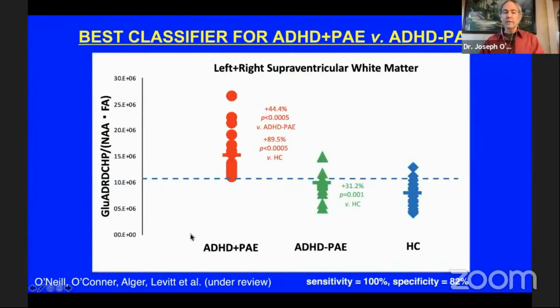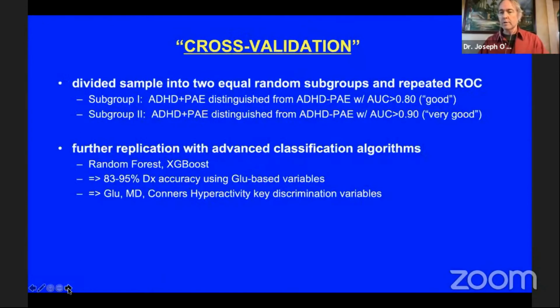You can plot these data in a different way. This is just that variable that we were just looking at, the composite variable, for all the individual subjects, for the three groups. If you draw a line here, the dashed line, everybody in the ADHD+PAE group is above that line. Only two subjects with the familial ADHD are above that line. Everybody else is below. Only two healthy controls, typically developing subjects, are above that line. Everybody else is below. That corresponded to a sensitivity of 100% and a specificity of 82%, which is considered pretty good, starting to get to something that might be practically useful.